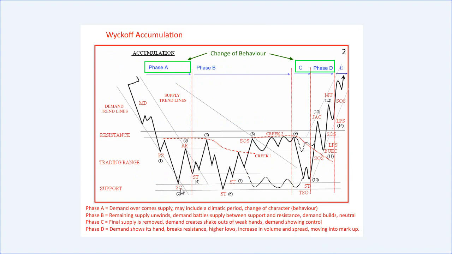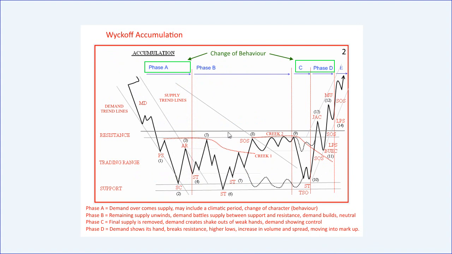And the climactic move, or the bottom, and the automatic reaction sets up the trading range. Because this is where a floor was put in and a bounce was created. So it's the immediate initial trading range. Trading range is very important, understanding demand and supply, support and resistance. And we move into phase B.